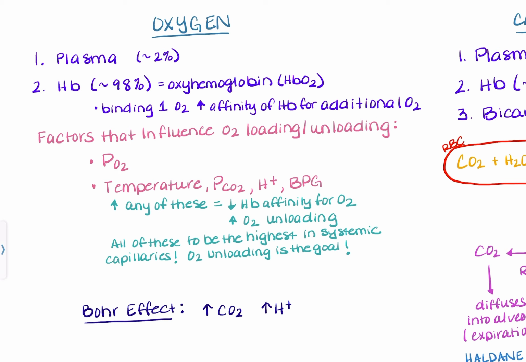So because we want to deliver the oxygen from our bloodstream and our systemic capillaries to our tissues, we want oxygen to want to come off of hemoglobin. We want to lower that affinity of hemoglobin towards oxygen. So, in the systemic capillaries where we're reaching our tissues and oxygen unloading is the goal, we would expect to have the highest level of all of these: a slightly increased temperature, a higher partial pressure of carbon dioxide, a higher hydrogen ion concentration, as well as another chemical byproduct called BPG.